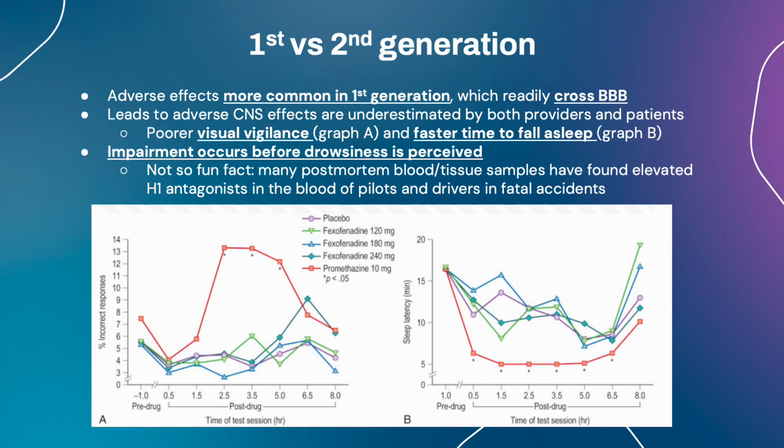So adverse effects are much more common in the first generation compared to the second generation. And again, this is because they're able to act on the central nervous system much faster. We see in visual vigilance tests that poorer scores are found when you're under the influence of these drugs. You fall asleep much faster when you're under the influence of these drugs as well. And what's interesting is that a lot of this impairment is occurring before the drowsiness is actually physically perceived.